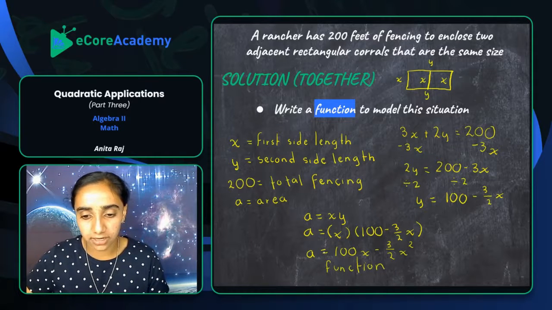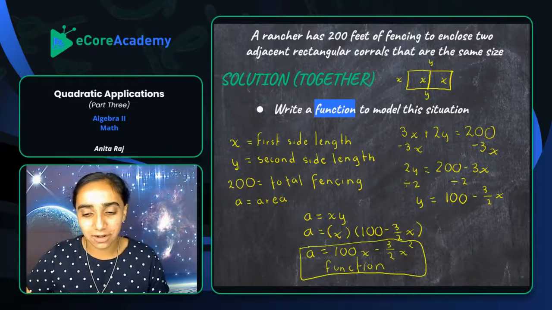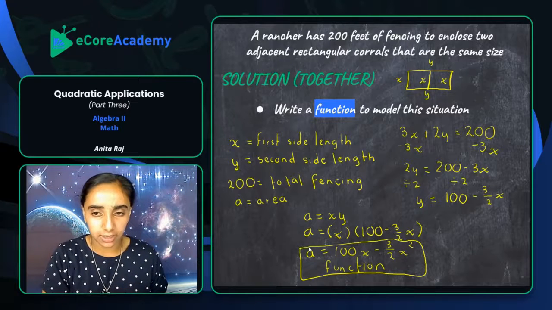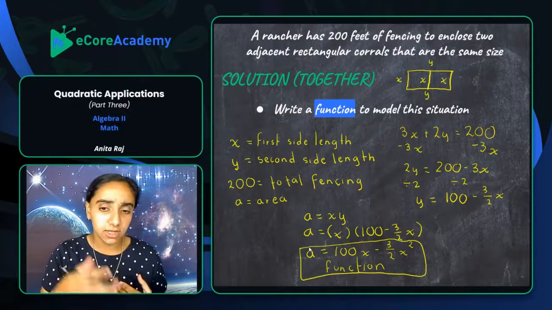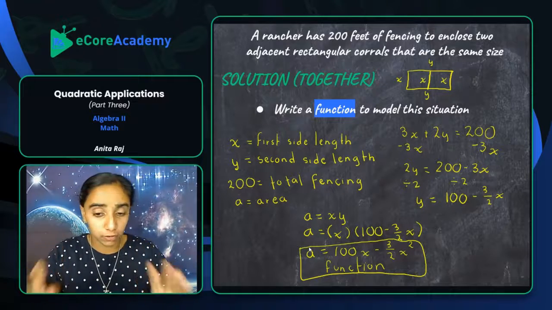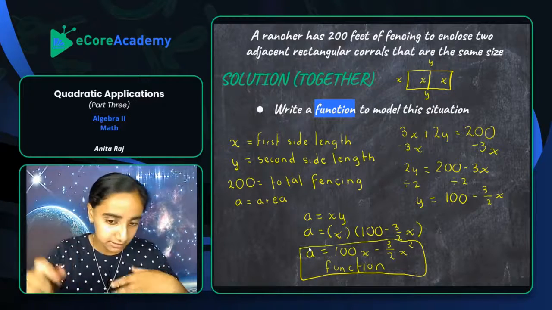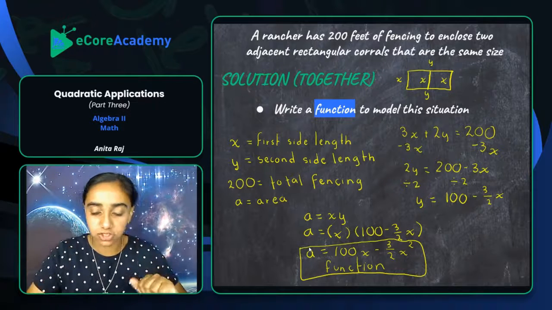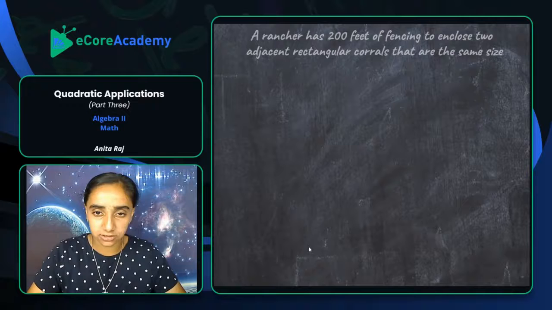Now we have a quadratic in terms of the maximum area. Okay, now we have a quadratic in terms of the total area, and we are going to be using this throughout the process. So this would be your answer to the first part. Area A is equal to 100x minus 3 over 2x squared. So that is your function. Now let's go to the next slide to answer the next question.